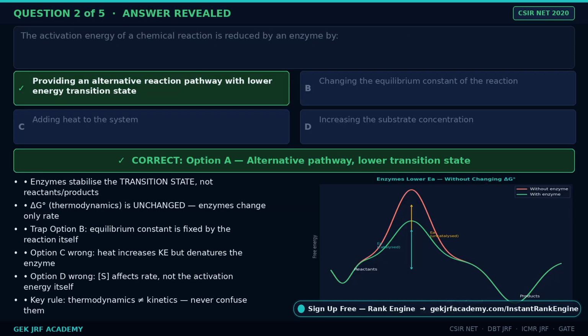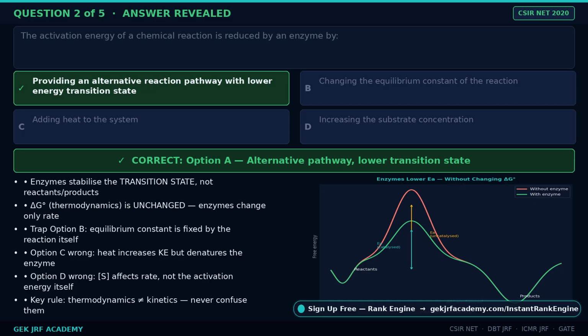The correct answer is option A. This question is built around one of the most important conceptual distinctions in biochemistry: the separation of thermodynamics from kinetics. The equilibrium constant of a reaction, and therefore its standard free energy change, is determined solely by the structures of the reactants and products. It is a fixed thermodynamic property. Enzymes cannot change it.